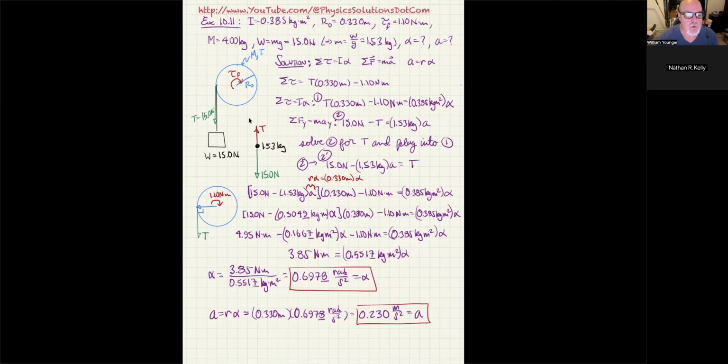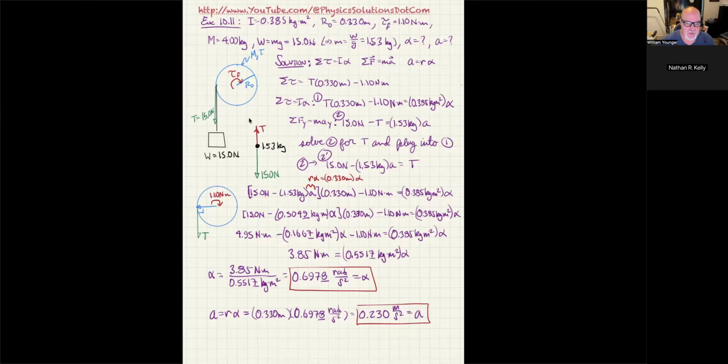I'm trying to... Hmm. Did I get my numbers wrong? 0.385 divided by 0.5517. Everything looks to be off by a factor of 10, and I'm trying to figure out why. 1.53 kilograms, that's right. 1.53 times 0.33. Was that really 4.95? Yeah, that's 4.95. That works.